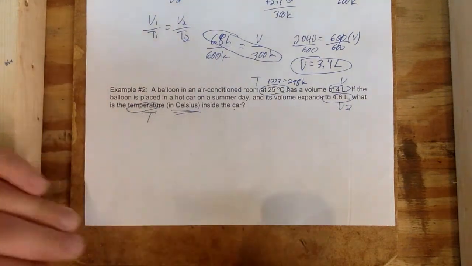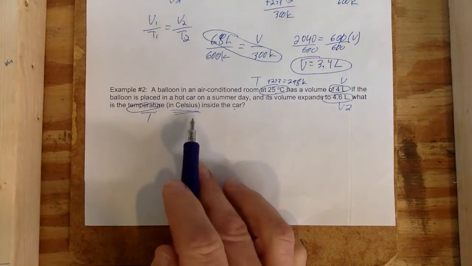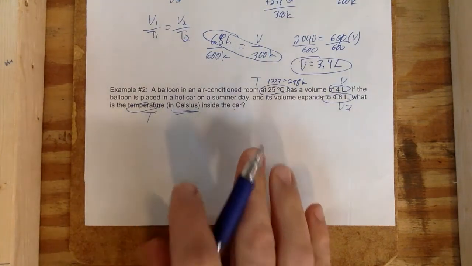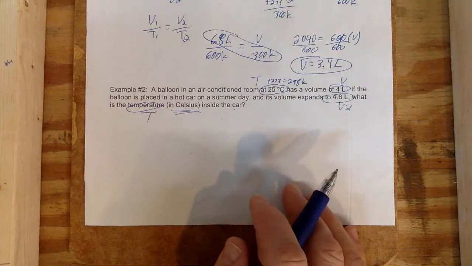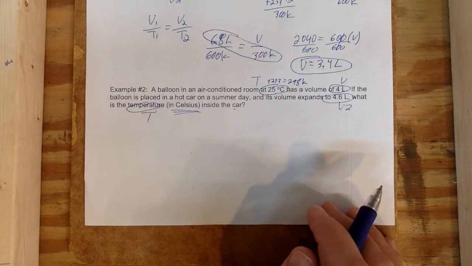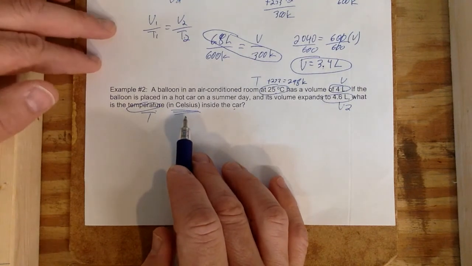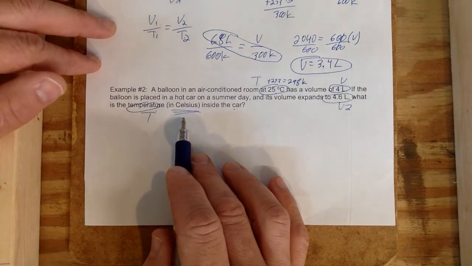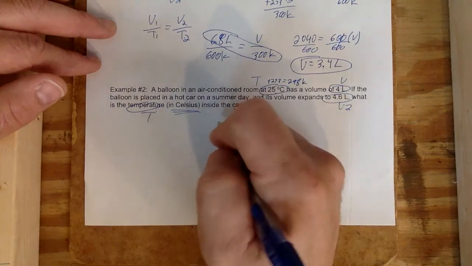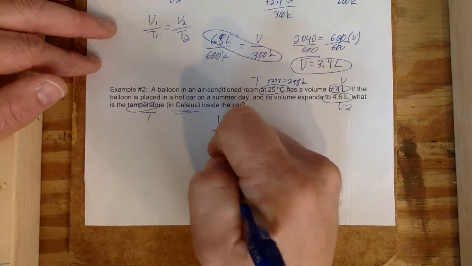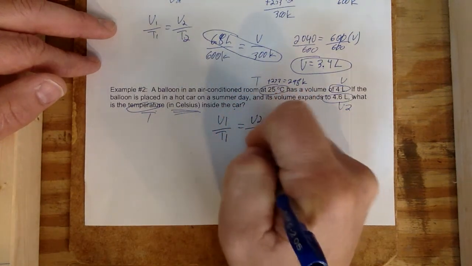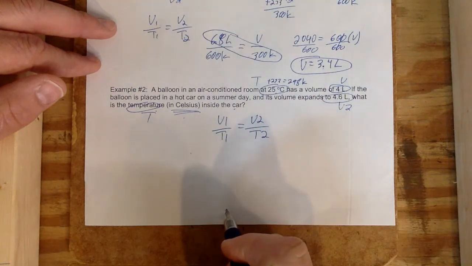So we're asked to solve for temperature, but they want it to be in Celsius. For these laws to work, temperature has to be in Kelvin. So we're going to have to solve the problem, get our answer in Kelvin, and then backtrack to Celsius for our final answer. The formula, since all we have is temperature and volume, again, Charles's law, V1 over T1 equals V2 over T2. Now we plug and chug.